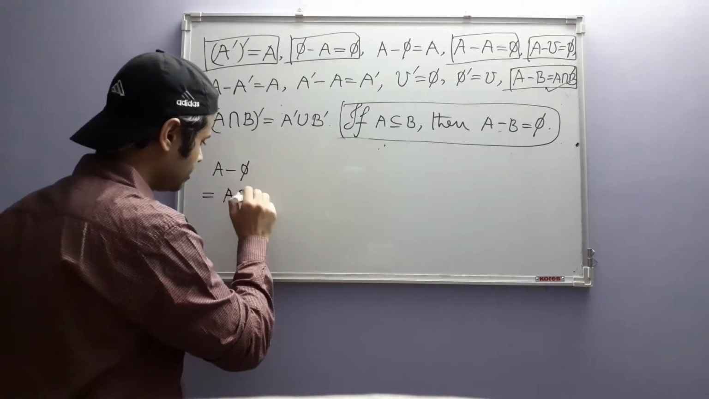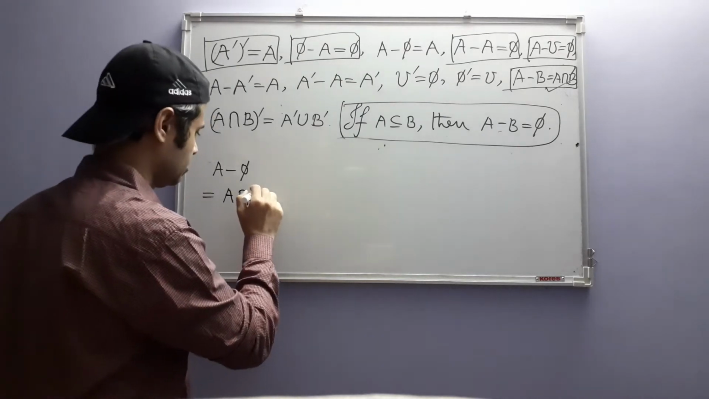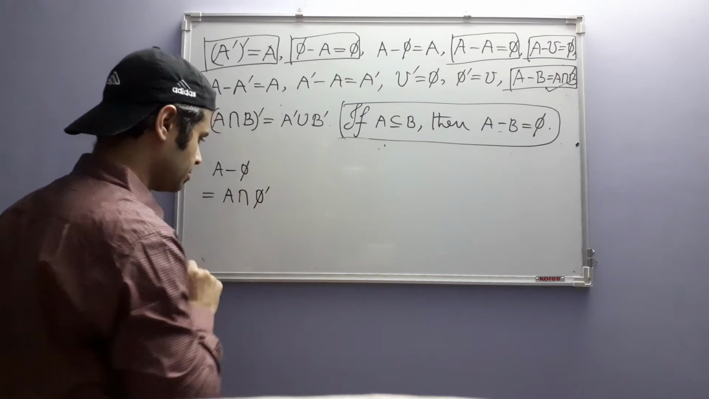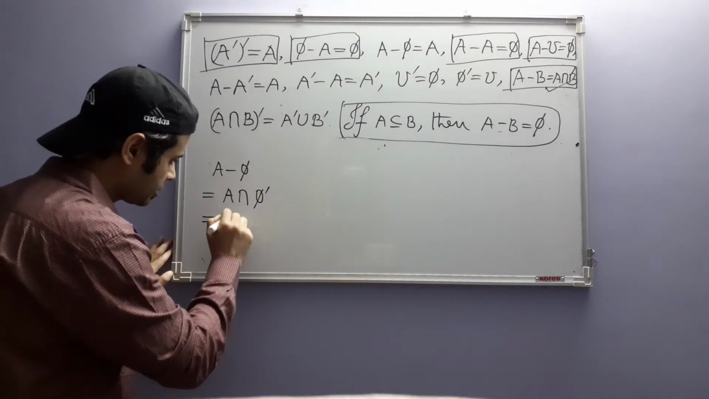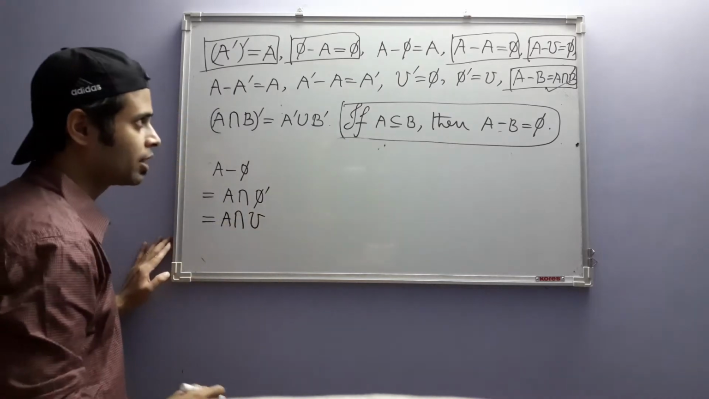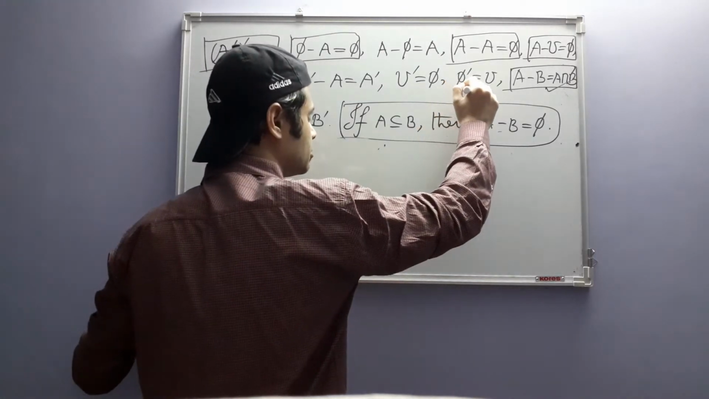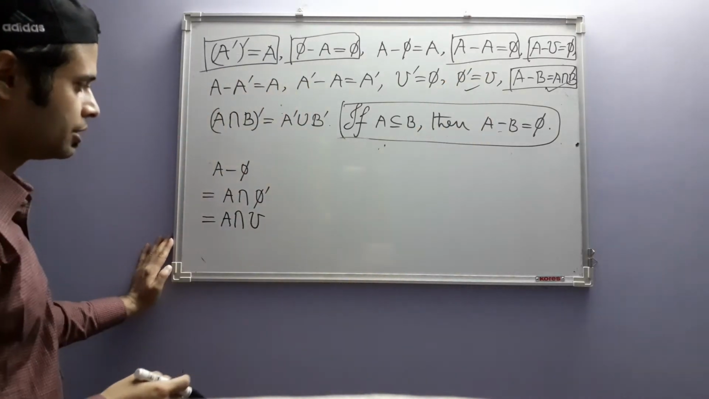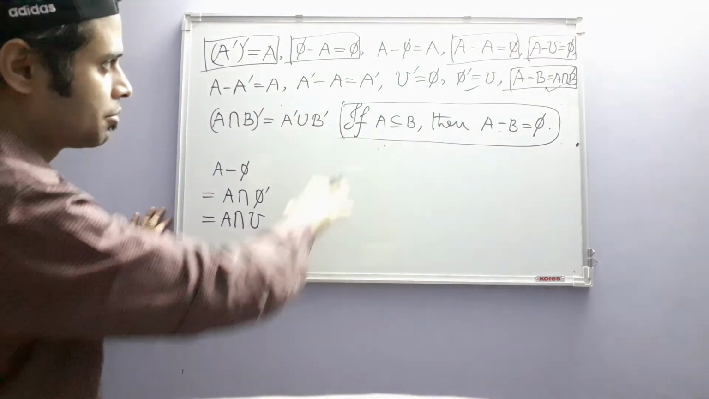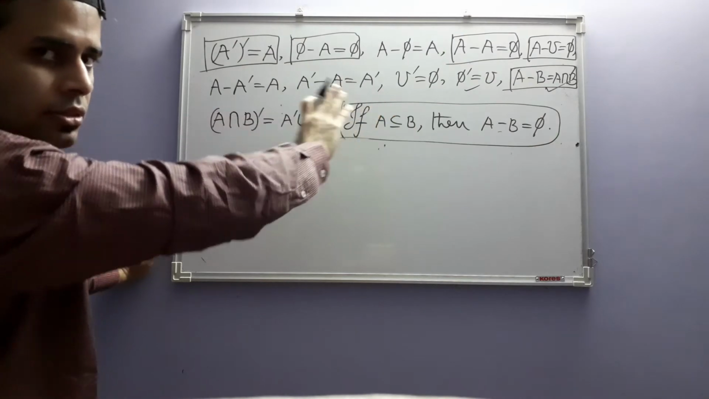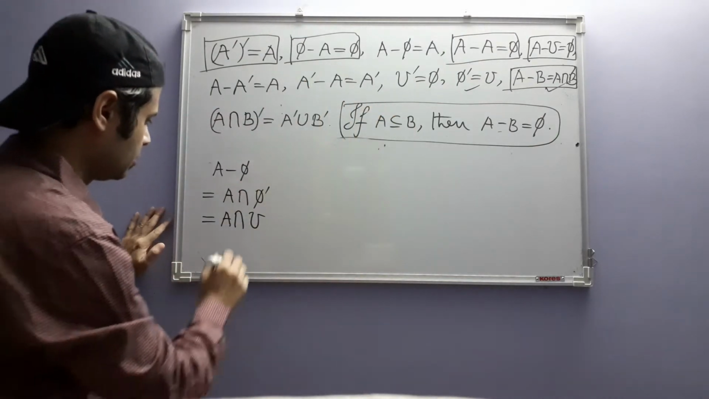So I can write A intersection this. Now I can write A intersection U provided I know this. So since I don't know this, this proof is actually incomplete. It will remain incomplete unless I prove those things. Okay, I am coming to them later.